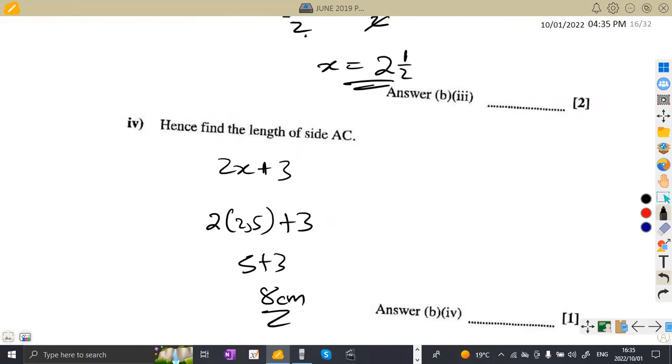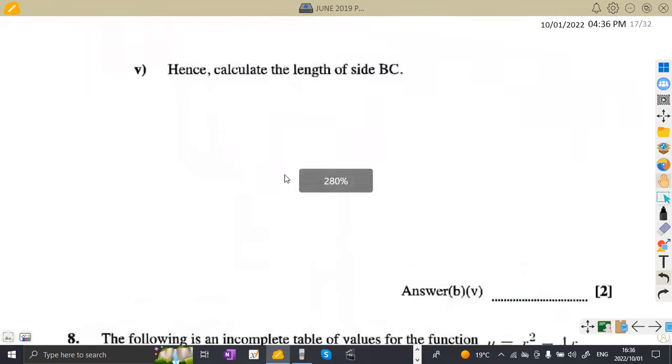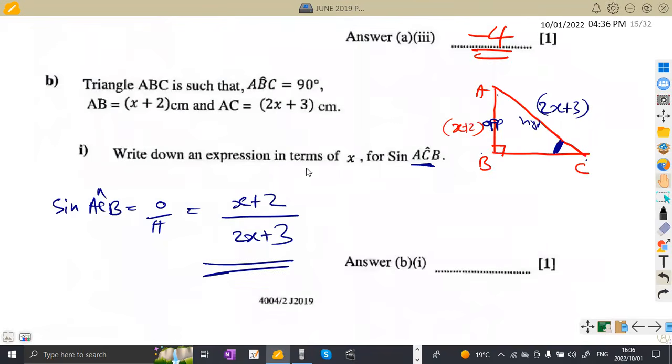So simple like that, guys. That was the consideration. So please, guys, understand the question. Please answer the question. Hence also calculate the length of the side BC. I want you to see what is going to happen. This is your BC here. Remember our x is 2.5. We've substituted here, we got 8, so you can write this now as 8 centimeters. And x here is 2.5, so it's 2.5 plus 2, which is going to be 4.5 centimeters.